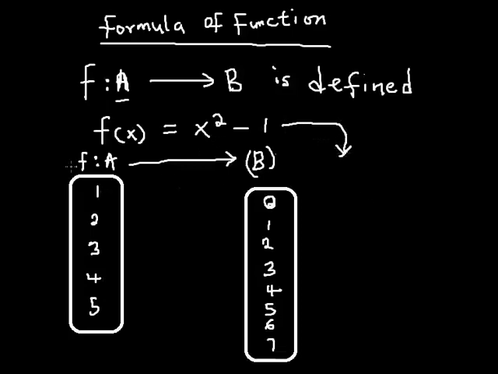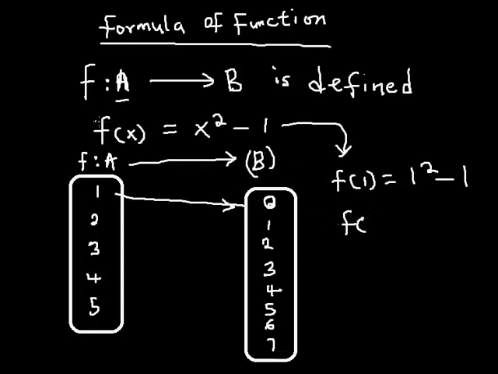So what does this simply mean? If I want to map, the dependent variable takes the value of the element of A. I'm going to start with f of 1. That means when my domain is 1, what exactly will I have as the codomain? I'll use this formula: that's 1 squared minus 1, which is 0. So I'm mapping 1 to 0.